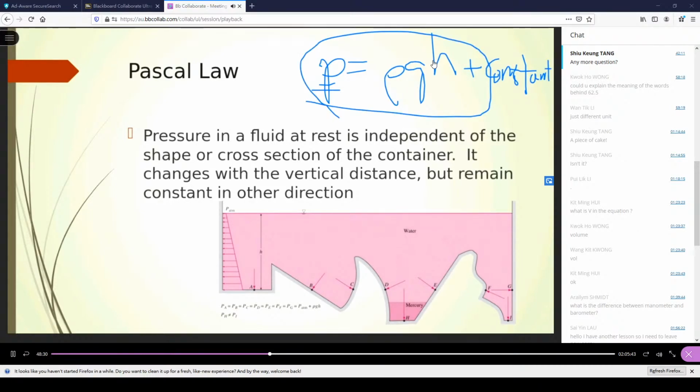P is the pressure relative to atmospheric pressure, or the change in pressure. The P here is the pressure change due to a change in the height level of a fluid. So P equals rho gh. Yeah, memorize this.